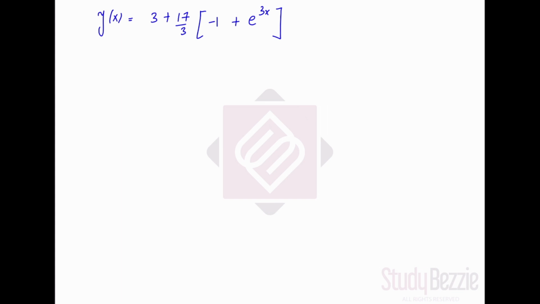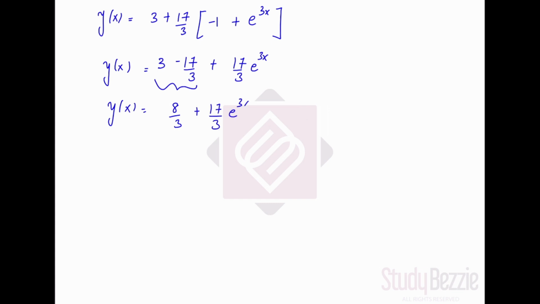And now we just have to expand it so we can make it look nicer, which is going to be 3, basically a minus 17 over 3 and a plus 17 over 3 e to the power of 3x, which would yield your y of x being, if you resolve this expression, 8 over 3 plus 17 over 3 e to the power 3x. And this is how you make sure you get to the function from the power series.